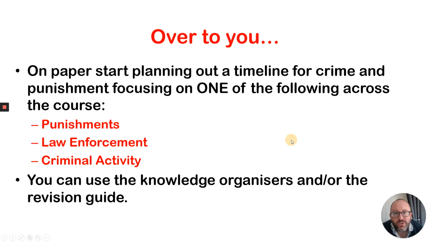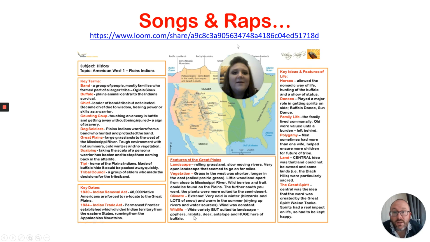Okay, so what I'd like you to do is start planning out a timeline for crime and punishment, focusing on one of the following areas: punishments, law enforcement, or criminal activity across the whole course. Okay, use the knowledge organizers and all the revision guides to help you do this. So you should have paused me then. If you haven't paused me, go back and do that task.